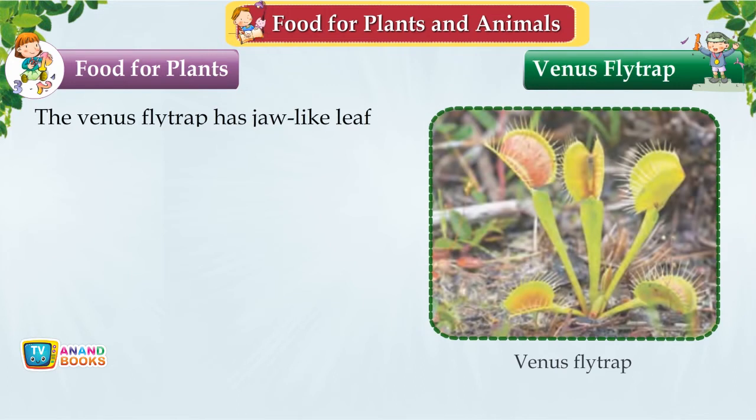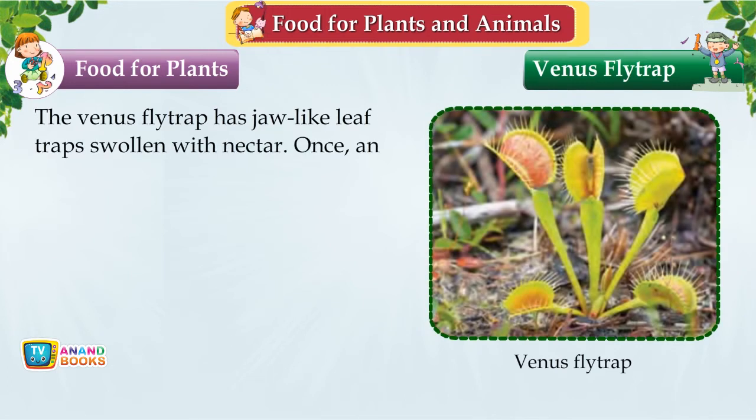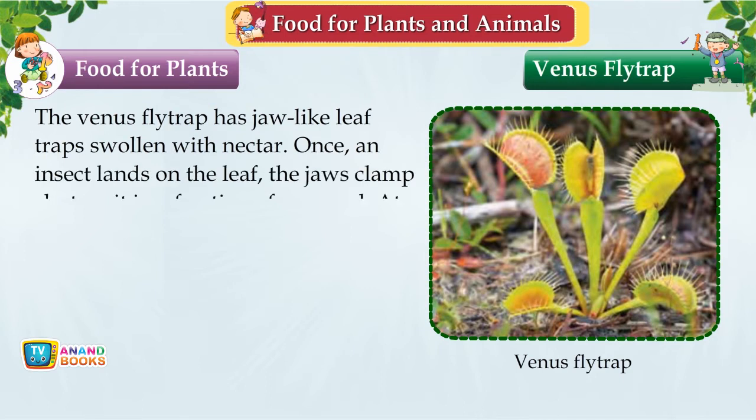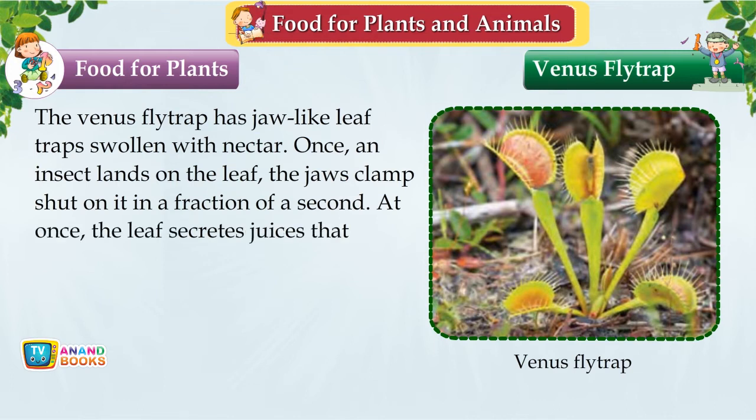Venus flytrap. The Venus flytrap has jaw-like leaf traps swollen with nectar. Once an insect lands on the leaf, the jaws clamp shut on it in a fraction of a second. At once, the leaf secretes juices that drown the insect to be digested later.